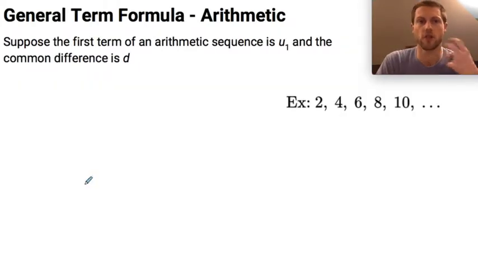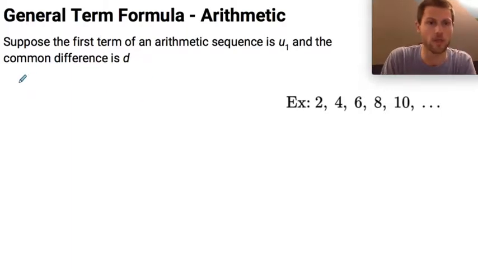So let's come up with a formula to generate some sort of general term in the arithmetic sequence. So this is going to be a little bit of a proof. We're going to start off with some term u sub n, and we'll say that the common difference is d. This is by definition what makes something an arithmetic sequence, if it has an initial term and a common difference.